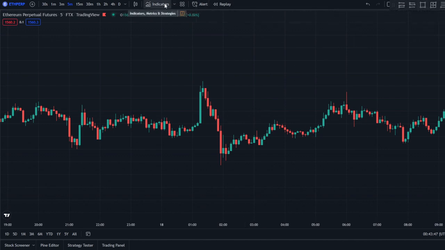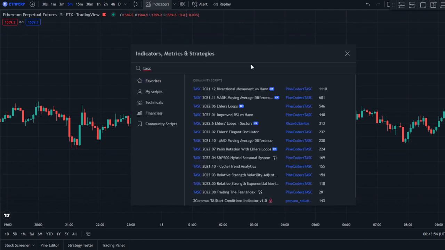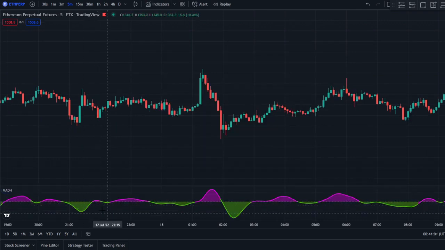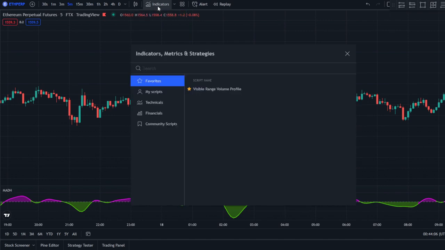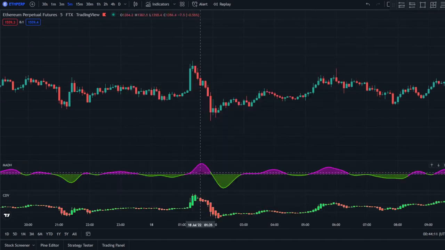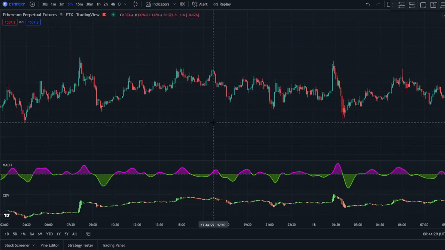So anyways, for this video I'm going to show you guys the indicators that you'll be needing. First up will be your TASC. So you're going to search TASC and click on the second one, which is your MADH moving average difference. You have this purple and green looking thing that looks like a MACD but it isn't. And next up you'll be using your cumulative delta volume, and these will be the 2 indicators that you'll be needing. We won't be using any trend indicator because just by this tool we can basically tell the trend, and you can obviously add your own market analysis into the strategy.